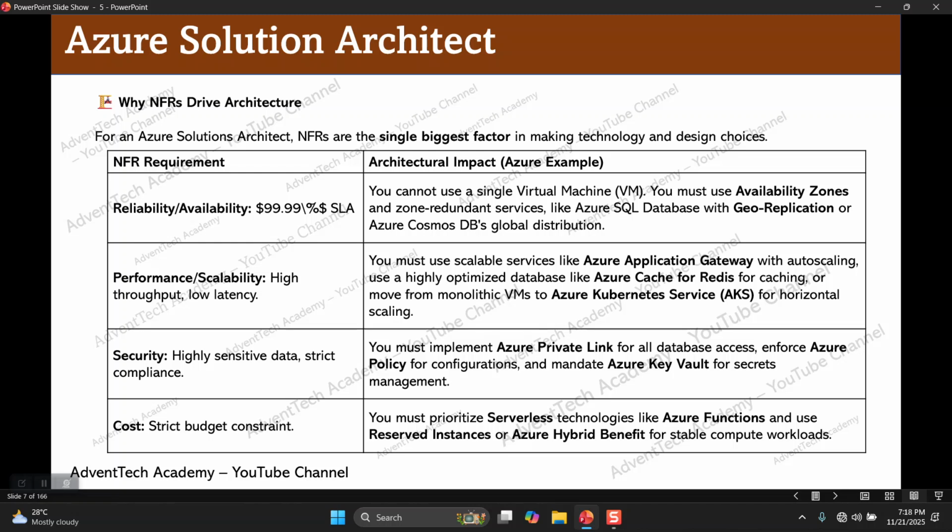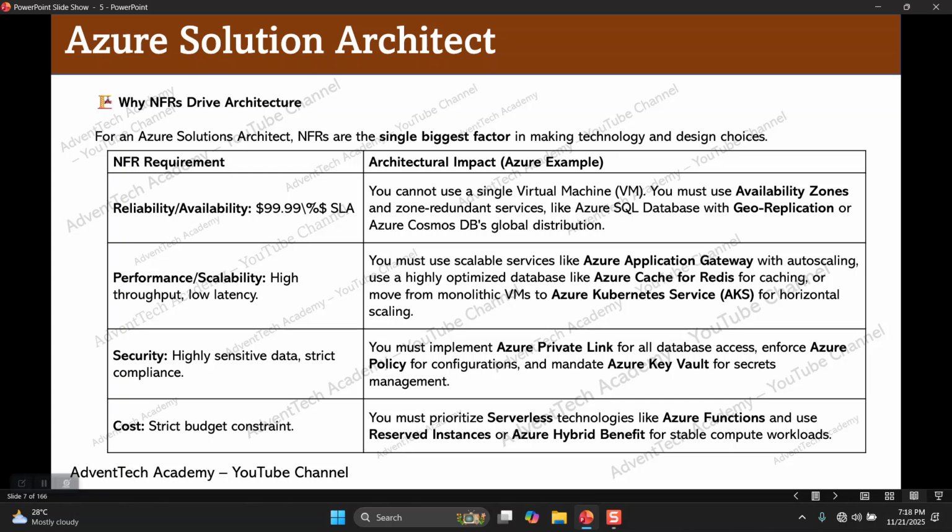Another one is performance, scalability, high throughput and low latency. When we are designing the solution for cloud infrastructures, we should make sure the performance and scalability are up to the mark. You must use scalable resource services like Azure Application Gateway with autoscaling, a highly optimized database like Azure Cache for Redis for caching, or move from monolithic VMs to Azure Kubernetes Service for horizontal scaling. So these are all the architectural impacts.